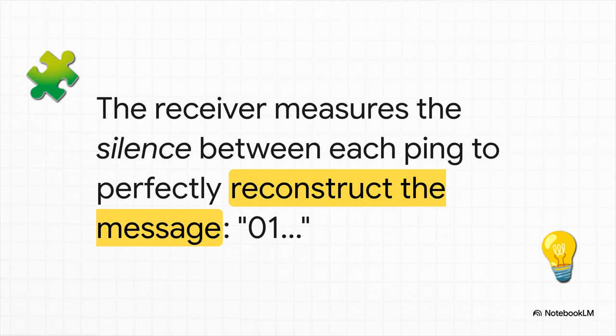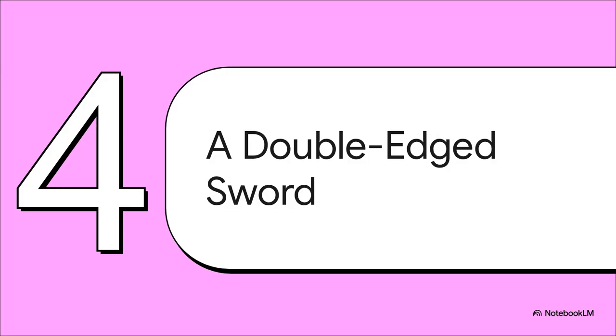It's brilliant. The receiver isn't analyzing the content of the pings at all. Those packets are totally empty of any secret data. Instead, they are measuring the silence between them. By carefully timing these gaps, they can perfectly reconstruct that string of 1s and 0s and, poof, they have the original secret message test.